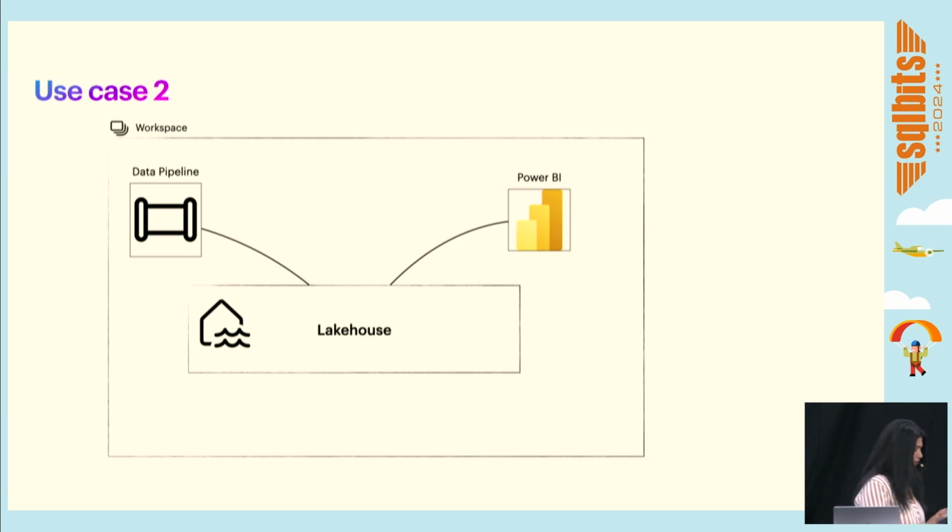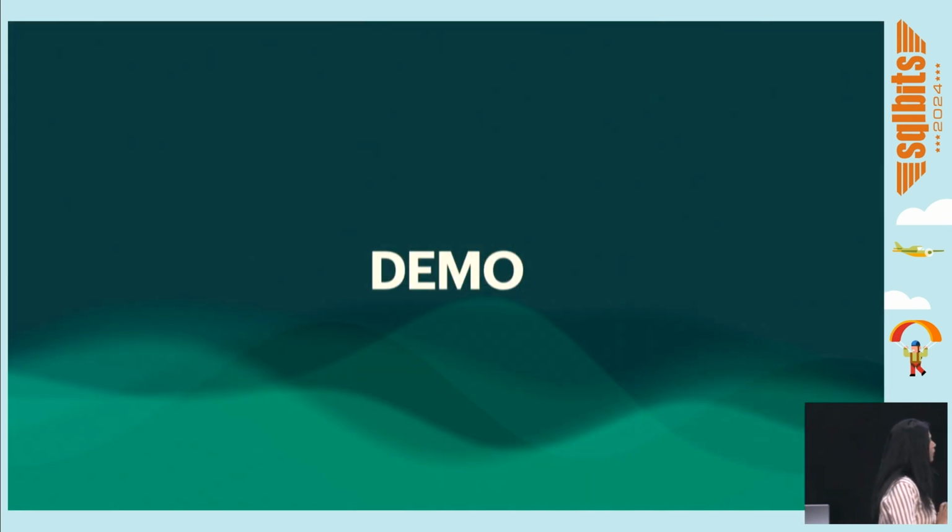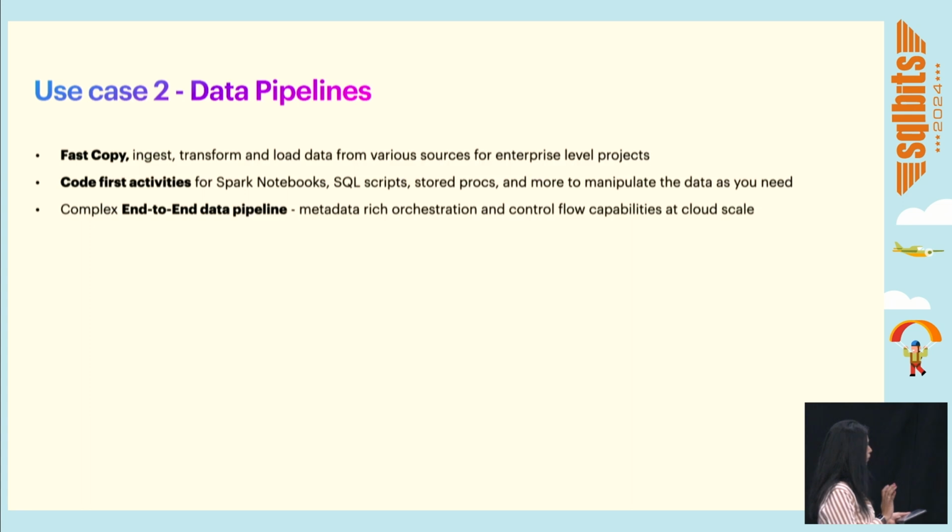So that's the demo. I think pretty much everything, as I mentioned, it enables fast copy. It is probably the quickest way to get data from a large set of data sources and bring it into Fabric for data ingestion. It is also code-first, with activities like Spark notebooks and stored procedures and all those things for data manipulation.